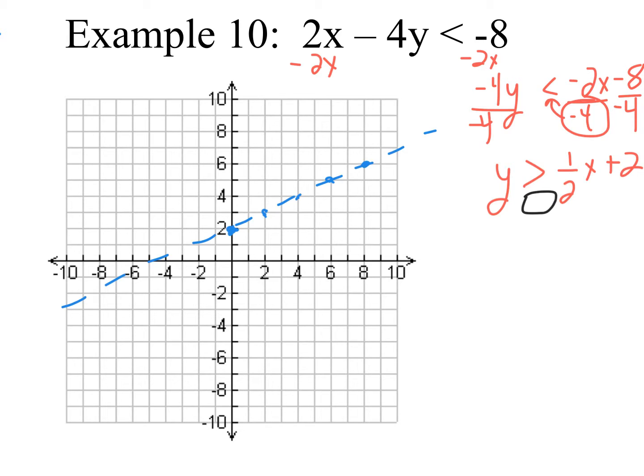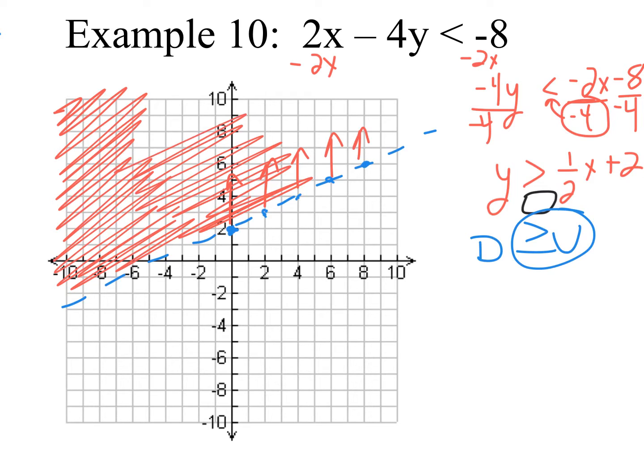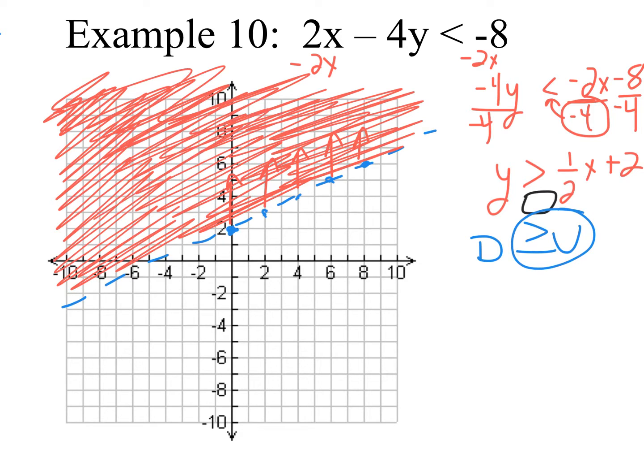Alright, now using the inequality, am I going to be shading up or down? It's going to the U, so we're going up. And there you go. That easy.